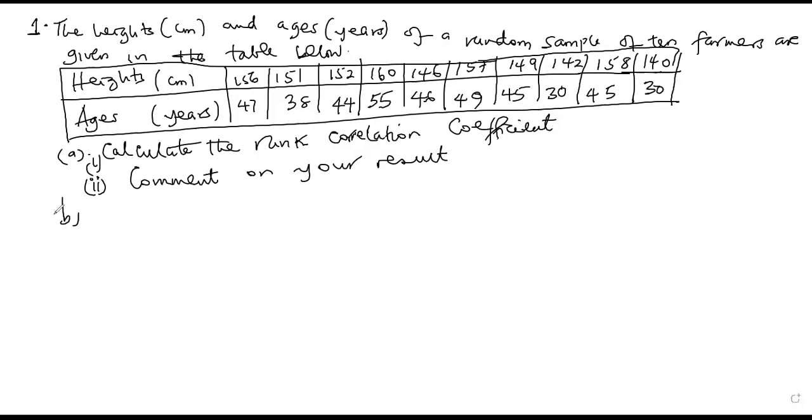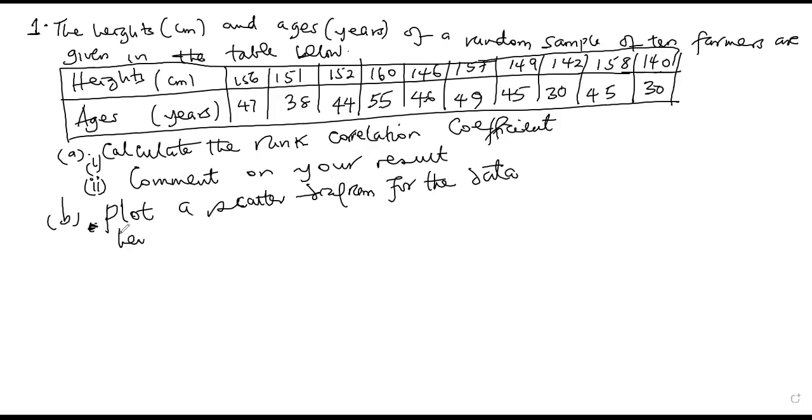Then B, plot a scatter diagram for the data. That was Roman 1. Okay, hence, draw the line of the best fit. Let's draw the line of the best fit.